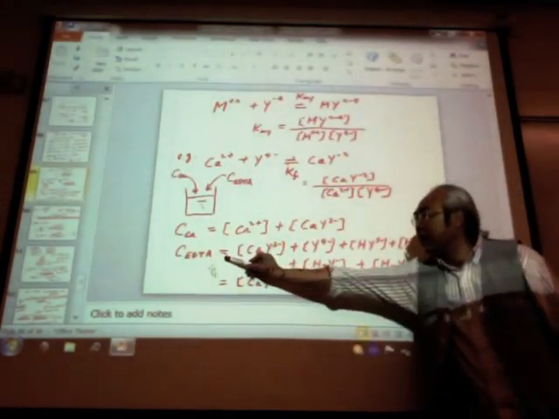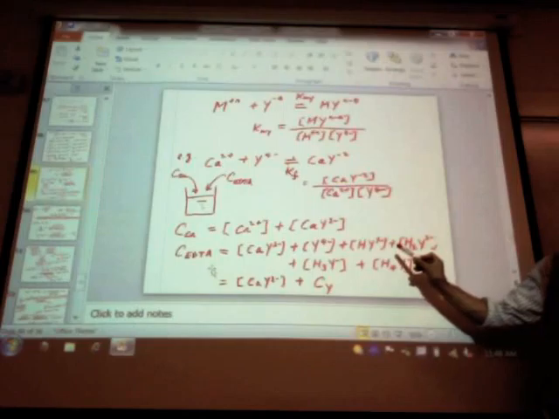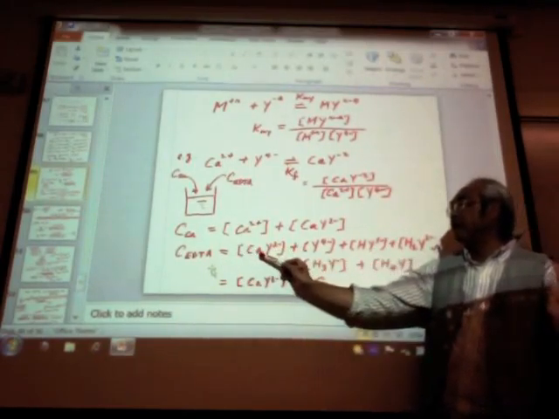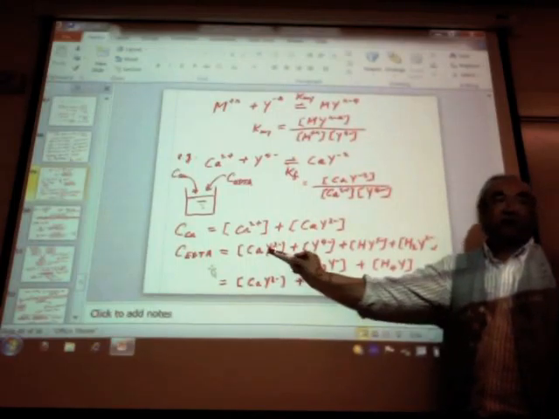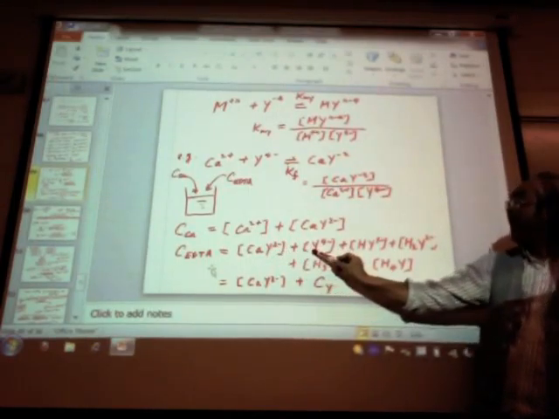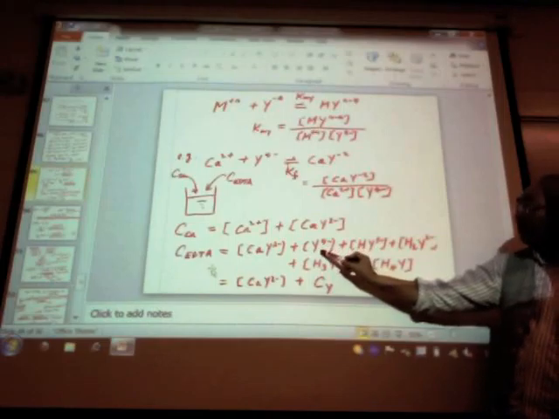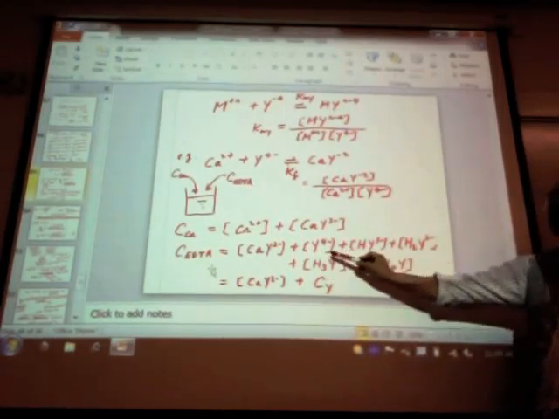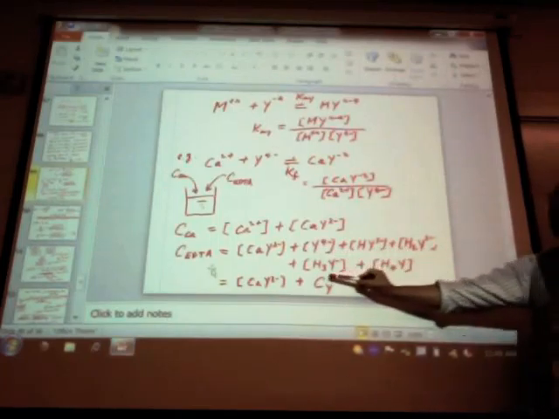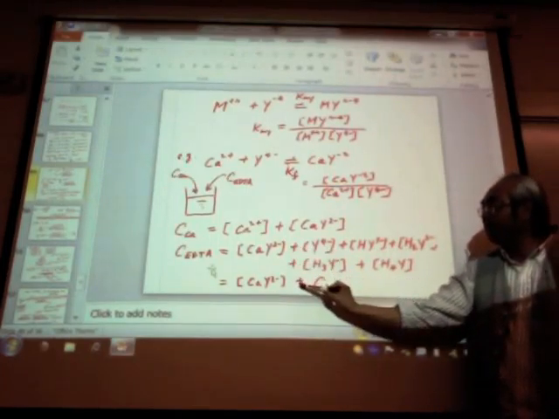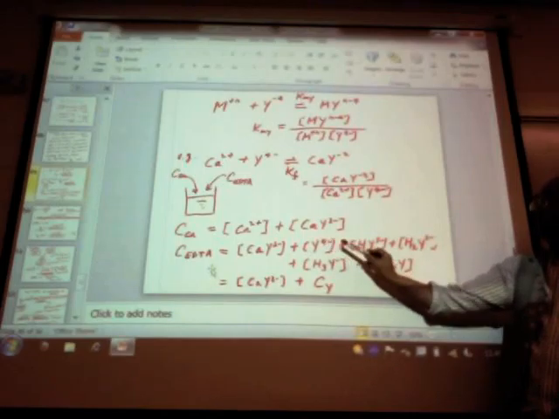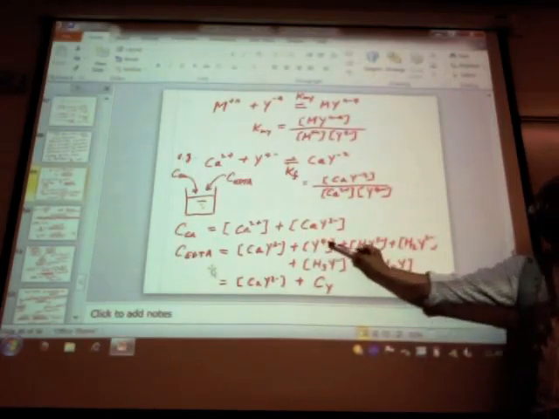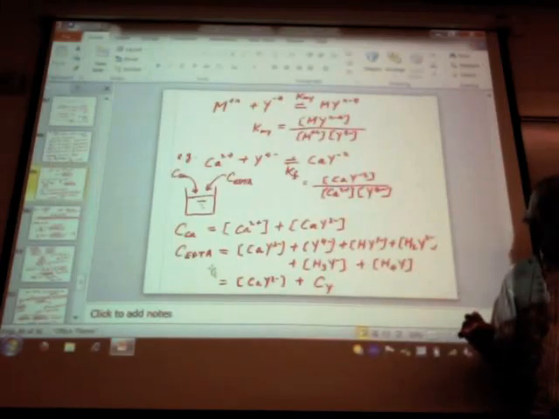Now, accept this by understanding it. Your total EDTA is the sum of everything that is going to complex, right? I understand that. Now this Y4 minus is a portion of all these species. So this whole deal is Cy, plus Cy. So this is only a part of that. Keep that in mind.